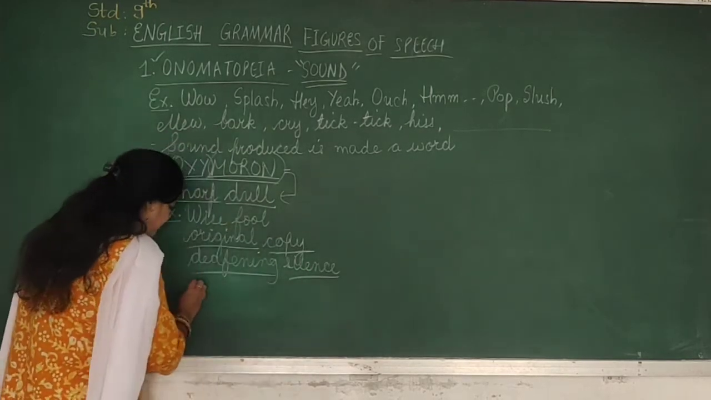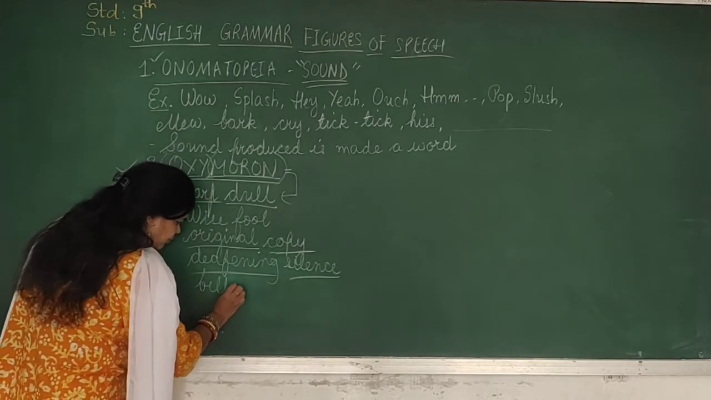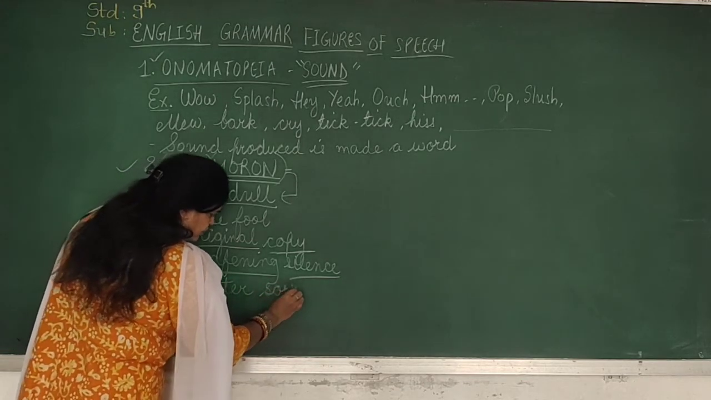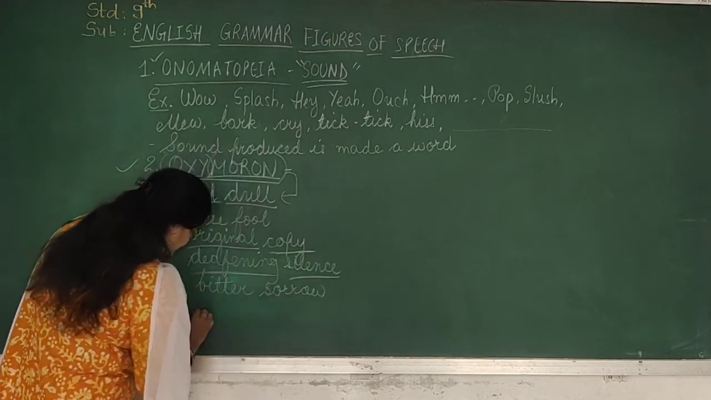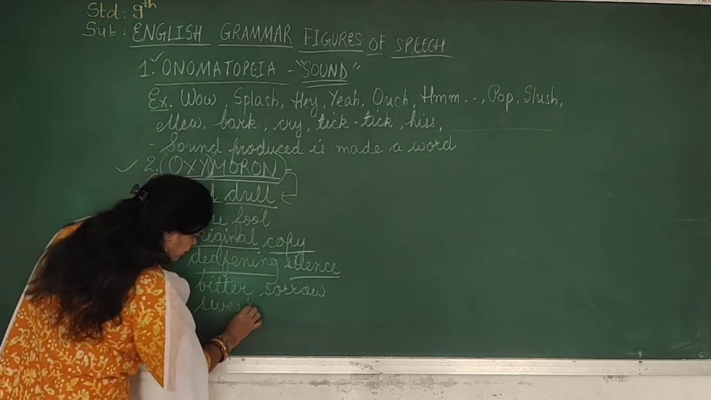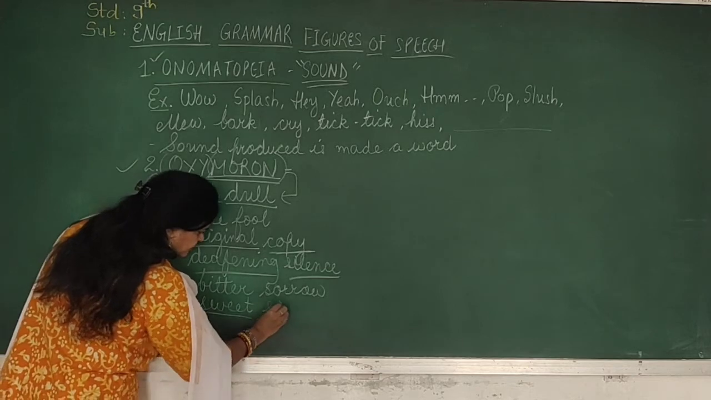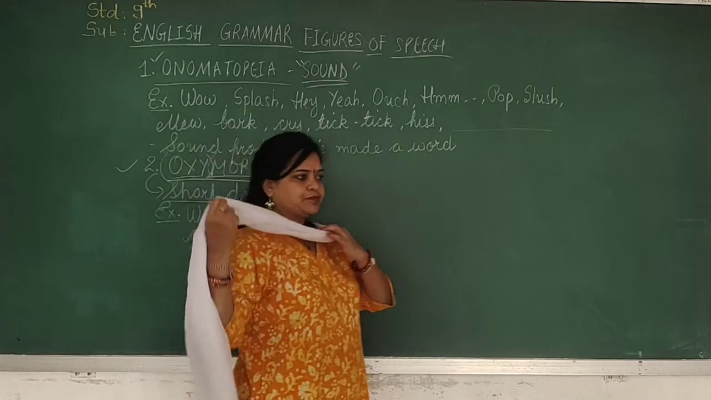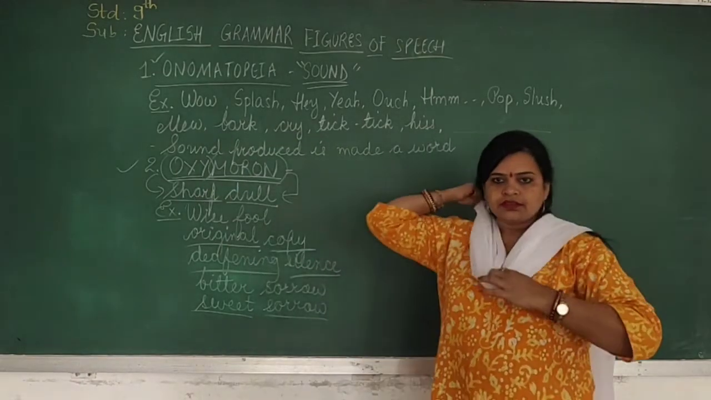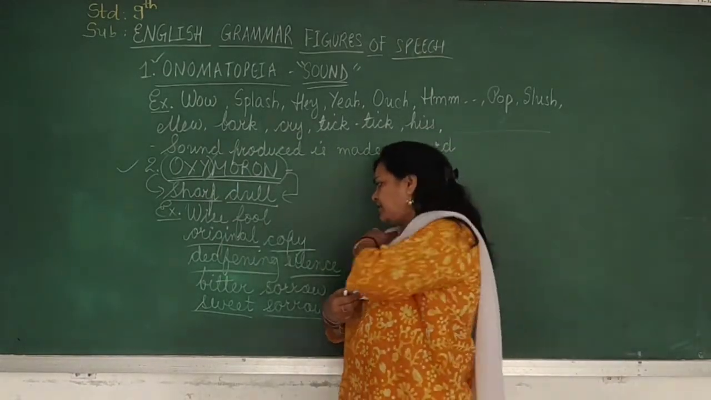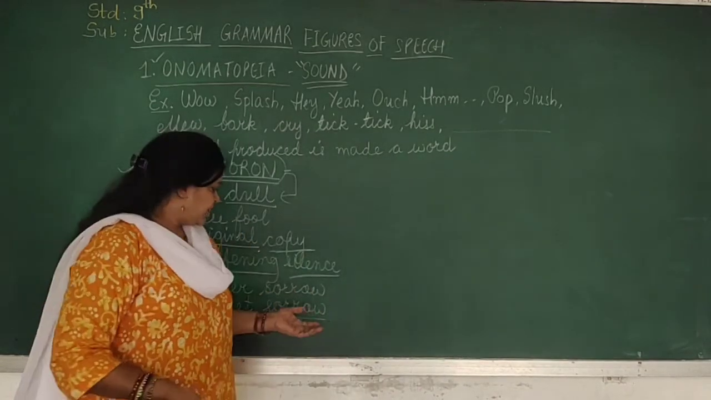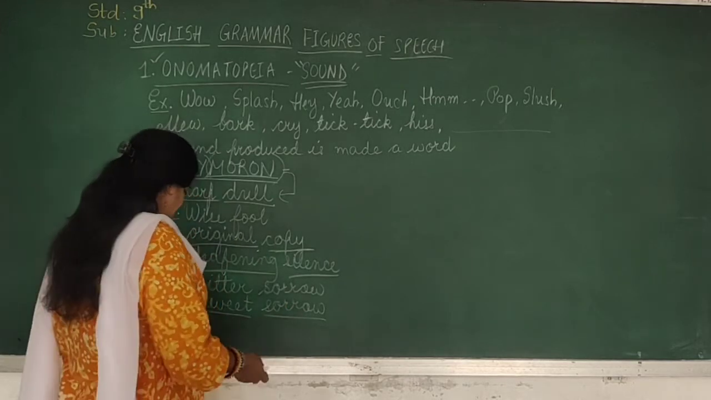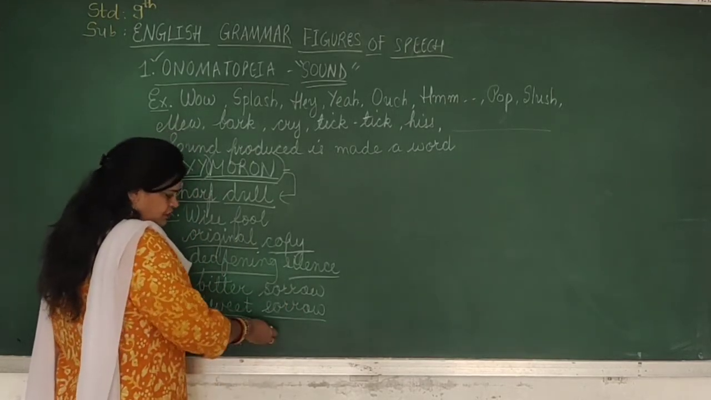Then we have bitter sorrow or sweet sorrow. How can a sorrow be sweet? Sorrow means the state of being sad because of any pain or any problem. And sweet is considered to be a good thing, positive. Sorrow, sweet sorrow.